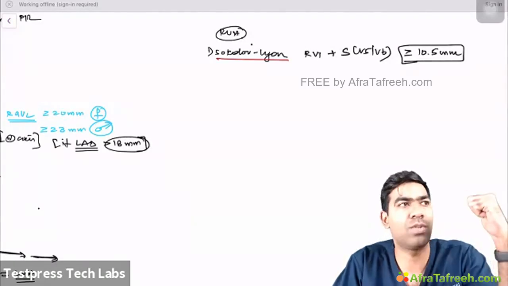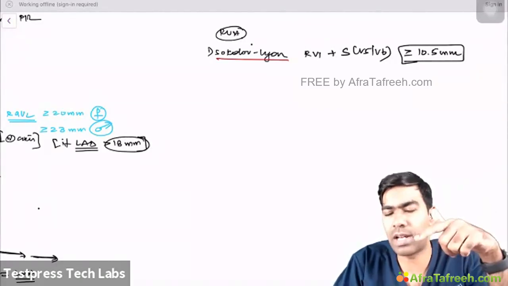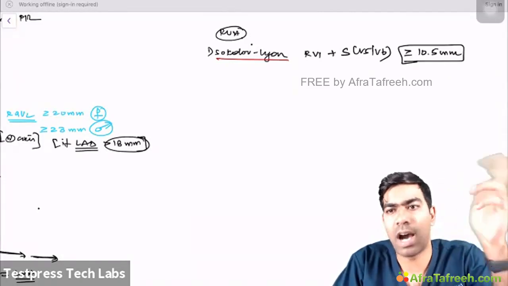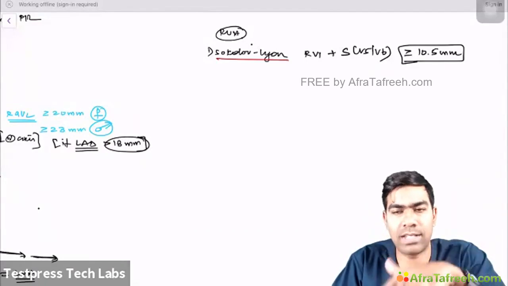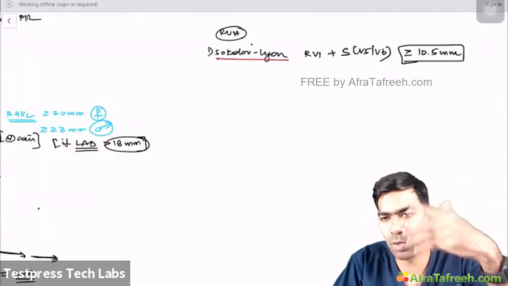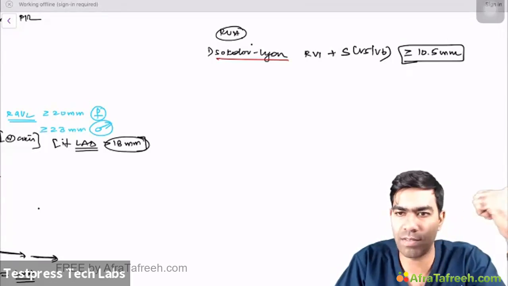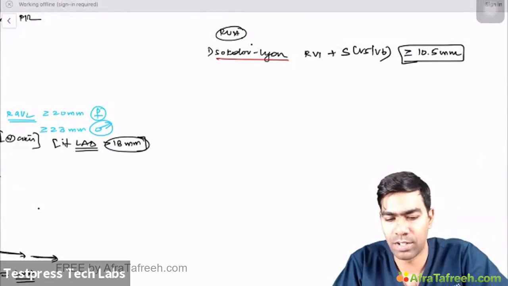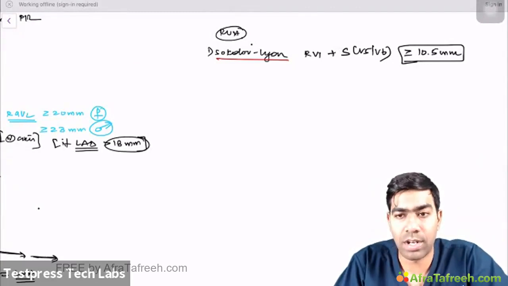Simple. There you used S in V1 plus R in V5 or V6. Just reverse it and learn R in V1 plus S in V5 or V6. If it's more than or equal to 10.5 here, and there 35, here it will become right ventricular hypertrophy, there it will become left ventricular hypertrophy. That's all. This is the Sokolov-Lyon criteria for right ventricular hypertrophy.